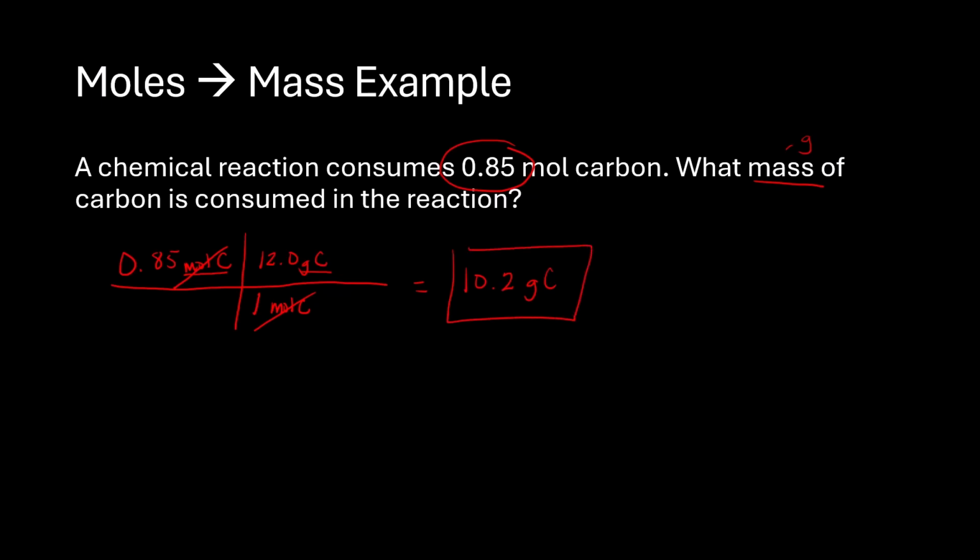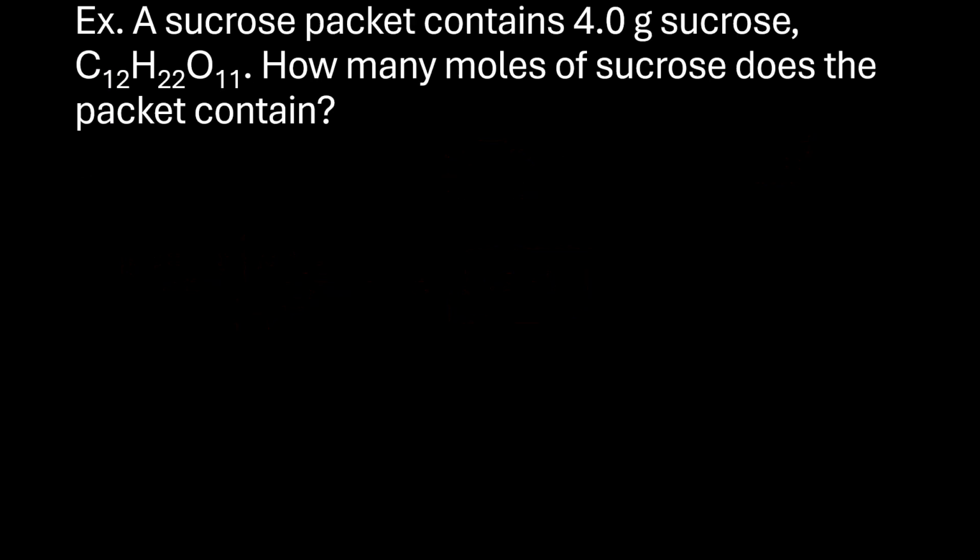You can do it opposite too. They could have given you grams and asked you to convert it into moles. So now this problem is the exact opposite of the one that we just did. It's asking us to convert grams into moles. So a sucrose packet contains 4.0 grams of sucrose, and if you recall from the beginning of the lecture, C12H22O11 is the chemical formula for sucrose. How many moles of sucrose does the packet contain?